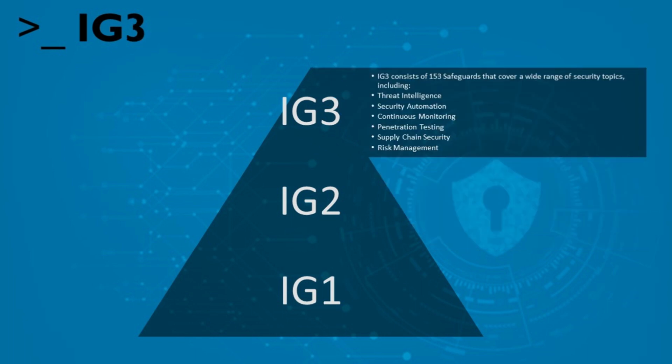Finally, at the top tier, we find IG3. These controls are tailored for organizations with mature cybersecurity practices. They go beyond technical aspects and focus on integrating security into organizational culture and strategic planning. Organizational controls help align the cybersecurity efforts with business goals. They ensure that security isn't just a departmental concern, but an integral part of the organization.